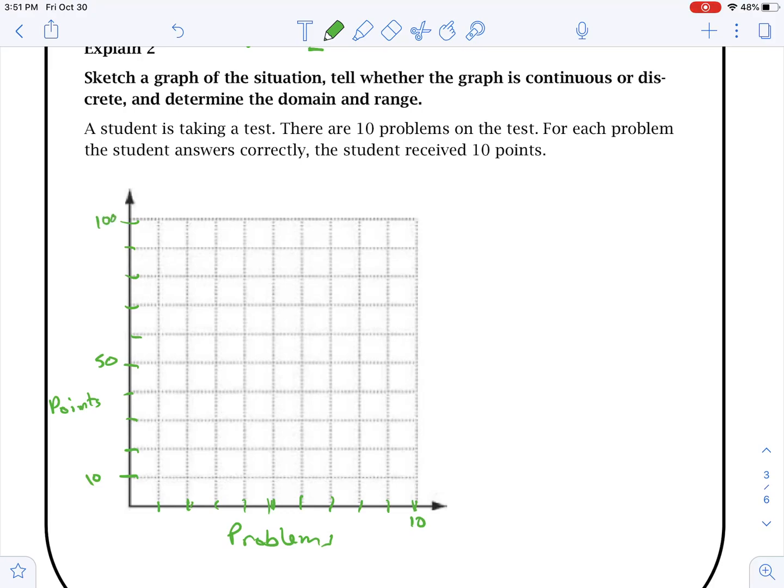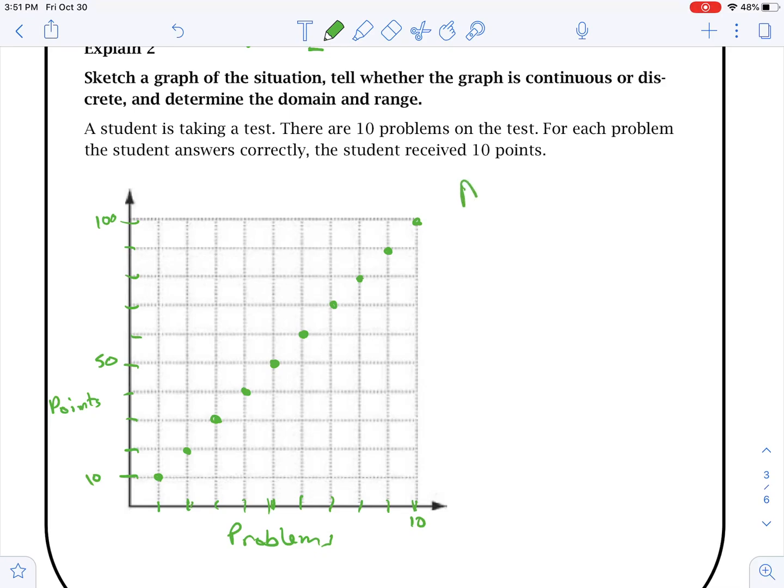And so if I get one problem right, I get 10 points. Two problems right, 20 points. 3, 30 points. 4, 40. 5, 50. 6, 60. 70, 80, 90, and 100. So we got that. We graphed it.